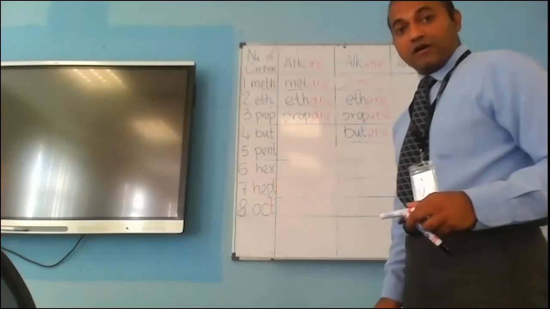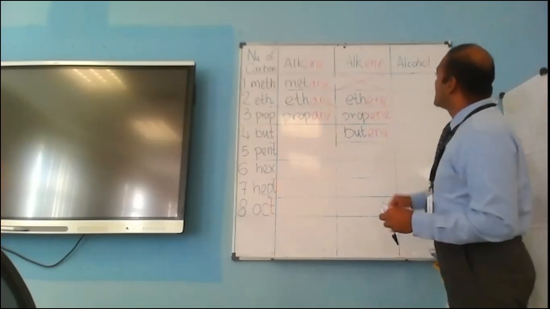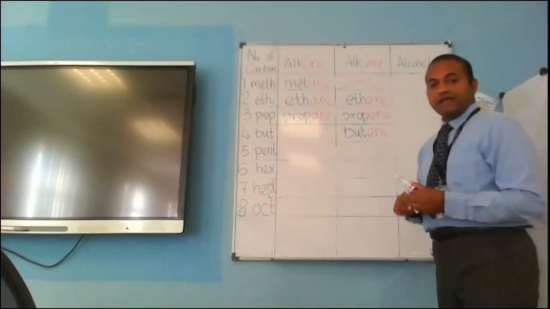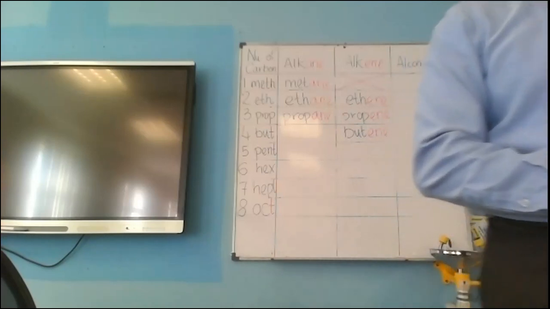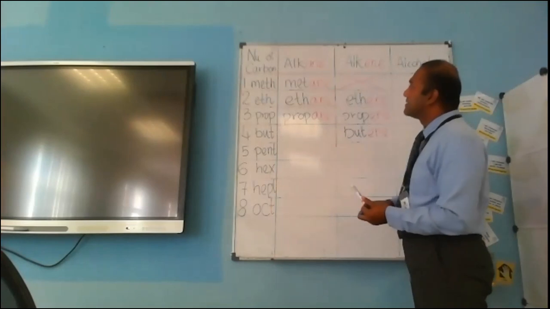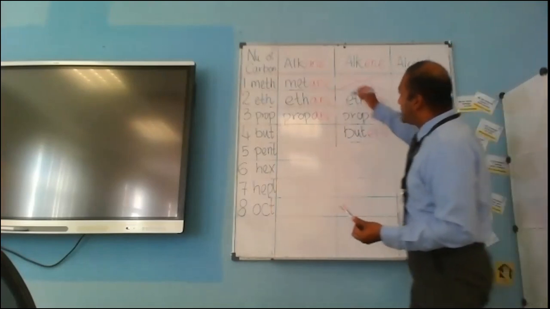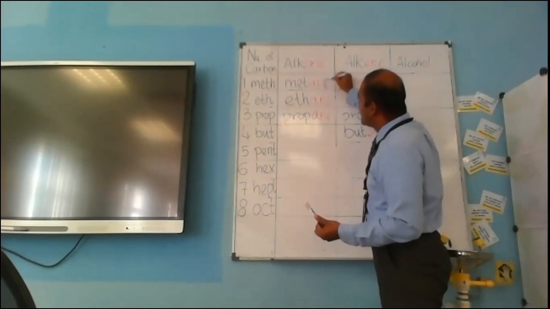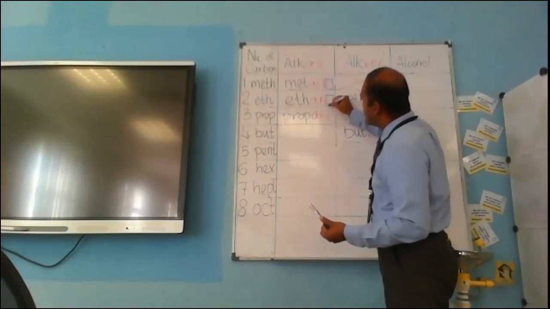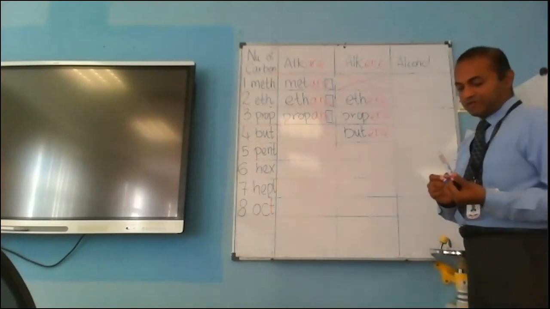Now, if you know and able to do for all the alkane and alkene, you will be definitely able to do for alcohol. It is the same method again. This time, okay, what we are going to do is we are going to take the alkane, okay, and remove this E and change with OL. That's all.